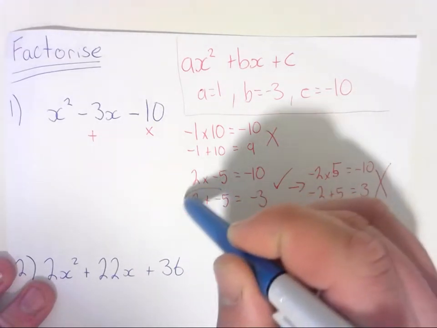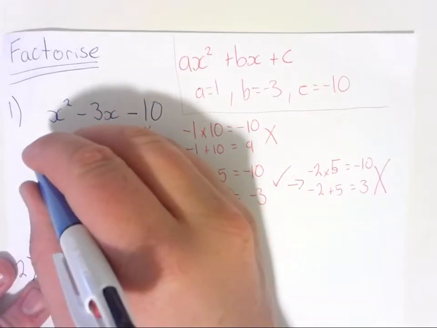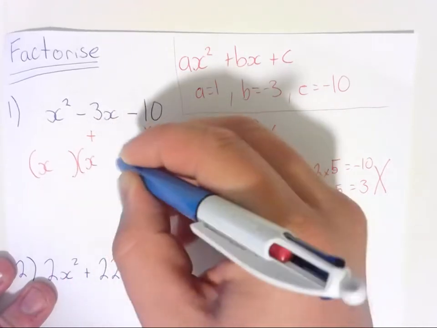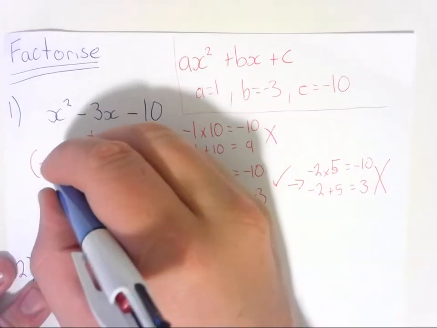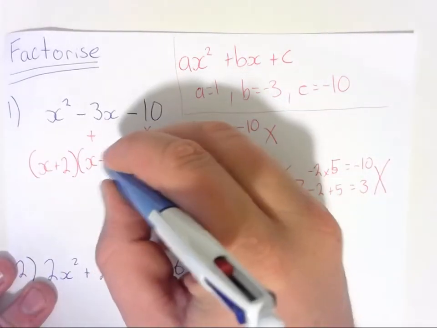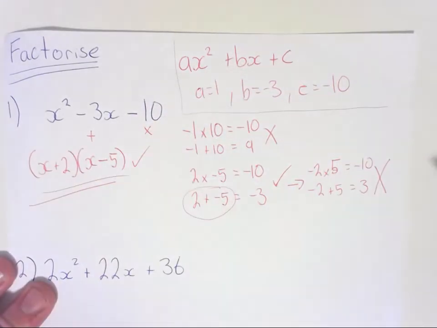Once I've worked out these values, I open up two sets of brackets. This is a +2, so we put a +2. This is a -5, so I put a -5, and that's my answer there.